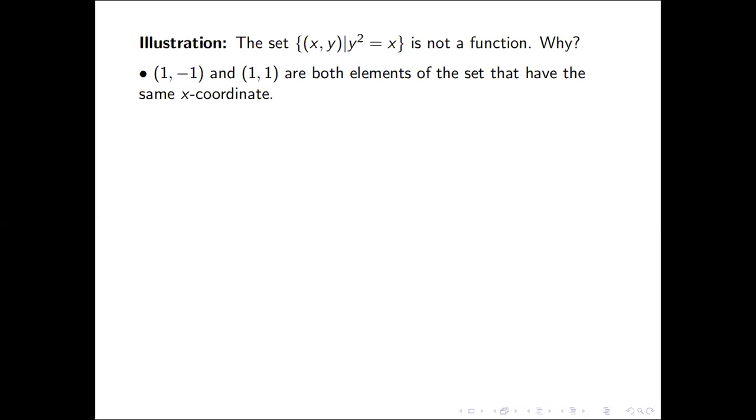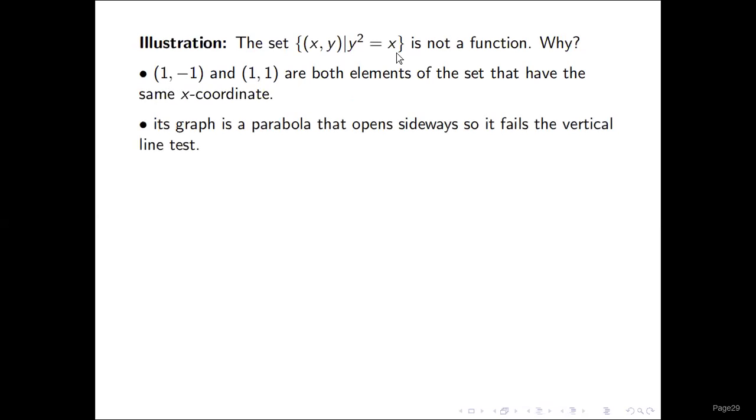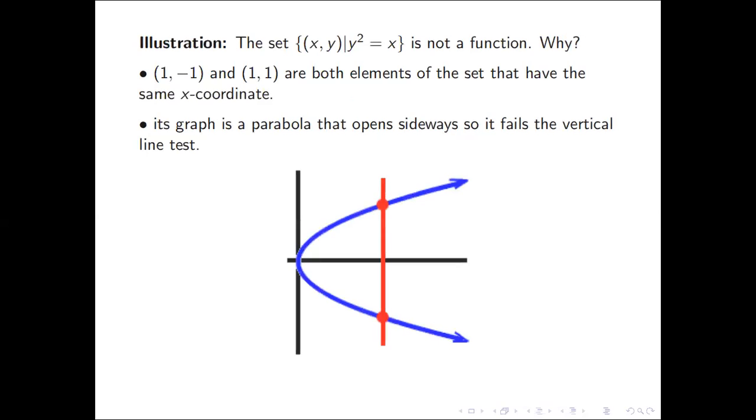But graphically, we can show that by graphing the set of ordered pairs here. It's a parabola that opens sideways. And obviously, if it opens sideways, a vertical line will intersect it in 2 points, except at the vertex. So it is not a function.